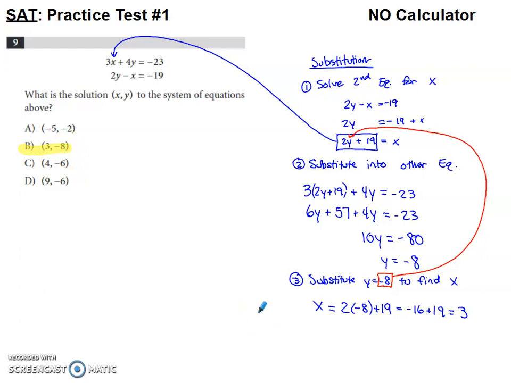But if you had time, if you wanted to do a quick double check just to make sure you get the proper answer for x, you can substitute this back in place of the y in that substitution equation that you built in step 1, and then 2 times -8 plus 19 does give me 3 for x.